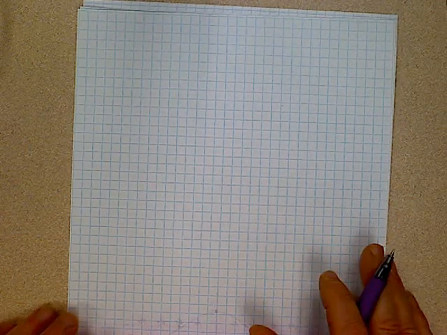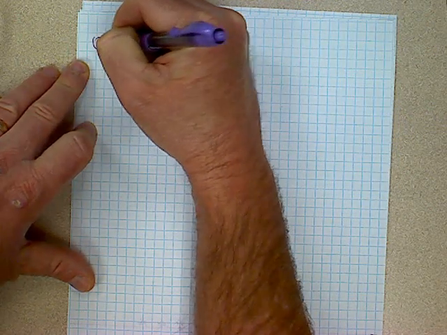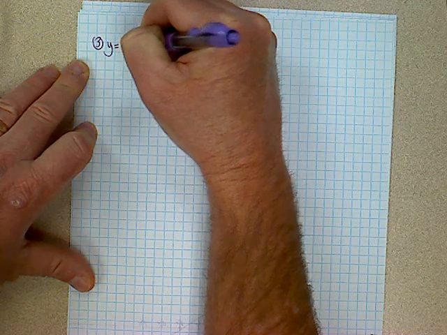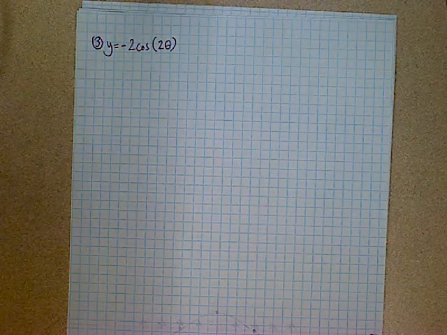All right, well, we're on to example 3 now. Now we'll do a cosine graph. So our cosine that we're going to do is going to be y equals, this is number 3, y equals negative 2 cosine of 2 theta in parentheses here.